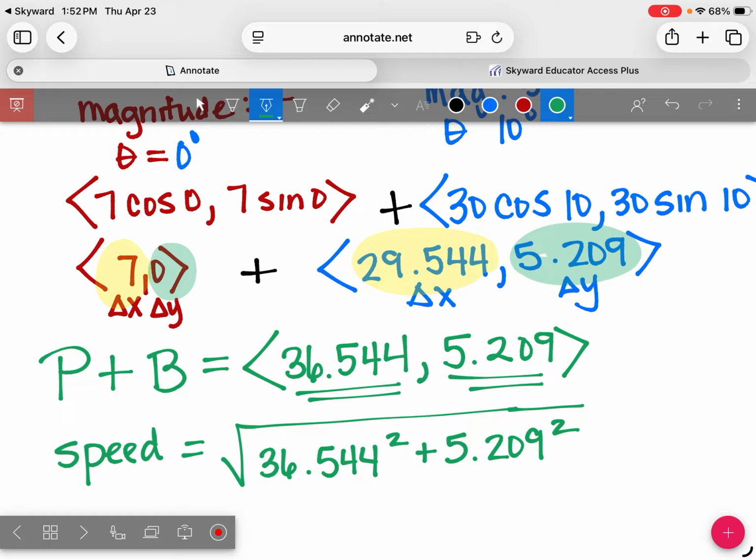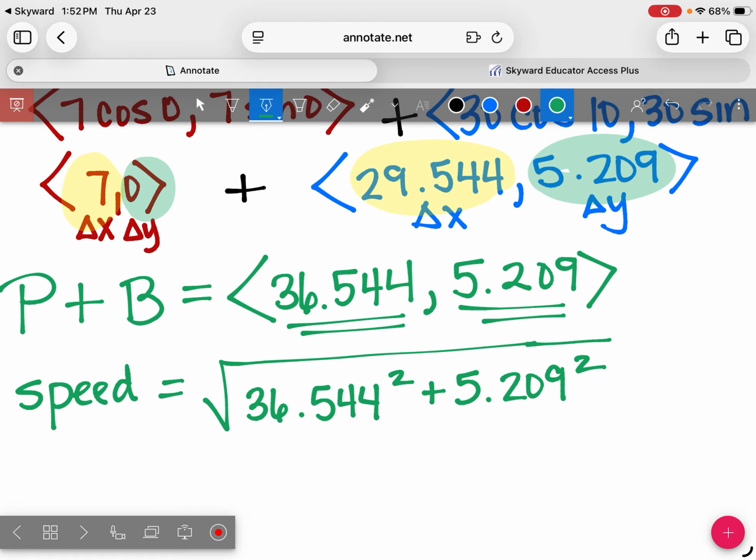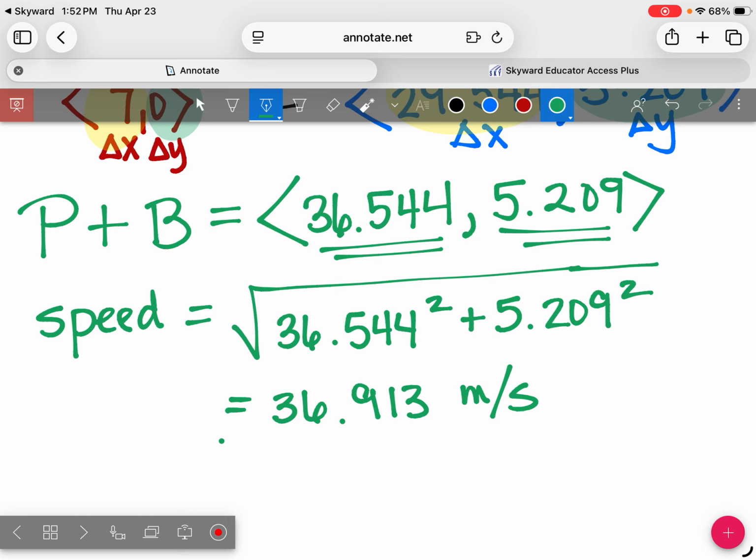So what I got for the speed of the kick was approximately 36.913 meters per second. And no, I'm not concerned about unit, but that would be the unit, because we're talking about meters per second. We use the same unit that they had individually. So when we started off, we were talking about meters per second for the ball and the player, so we end with meters per second.